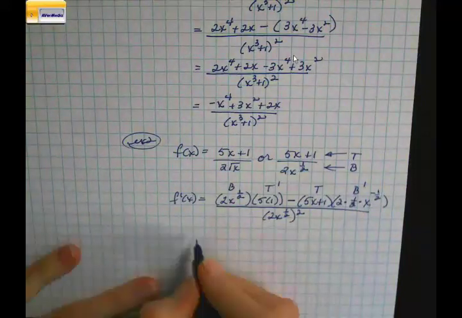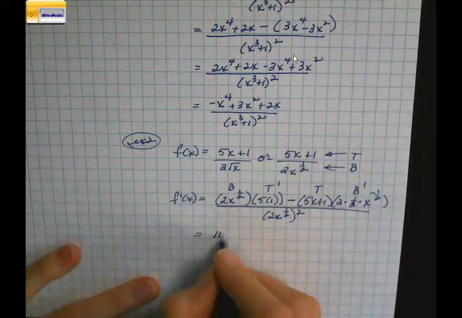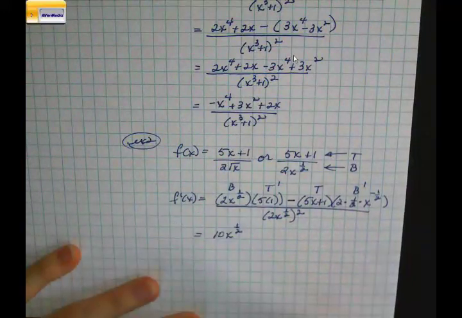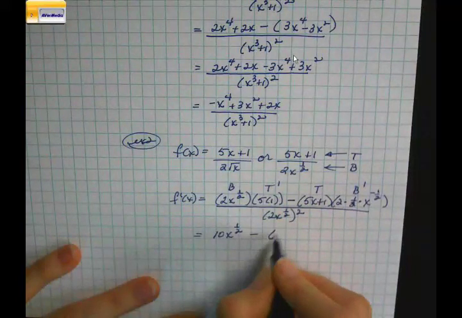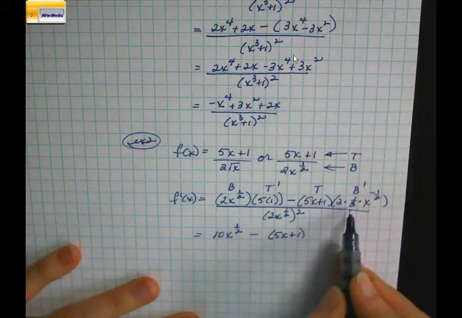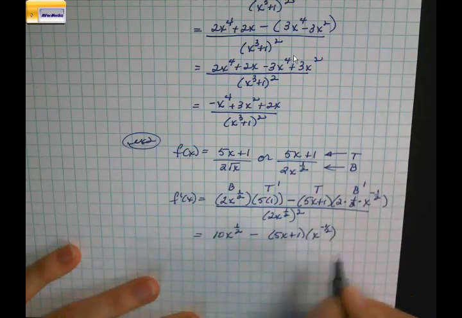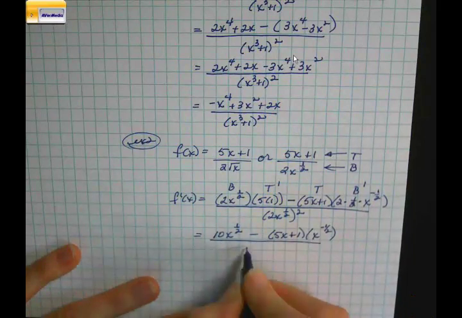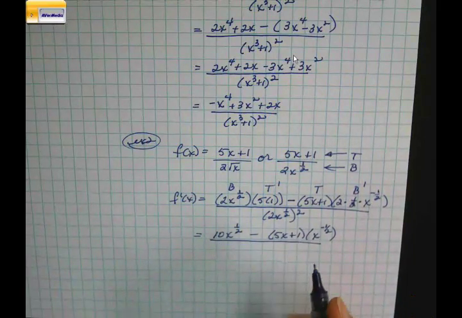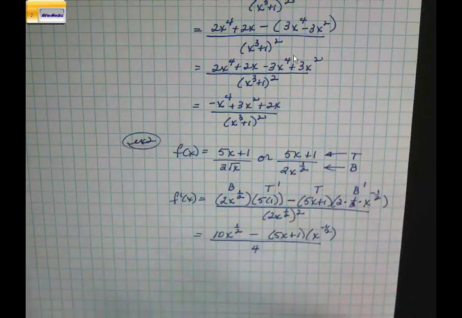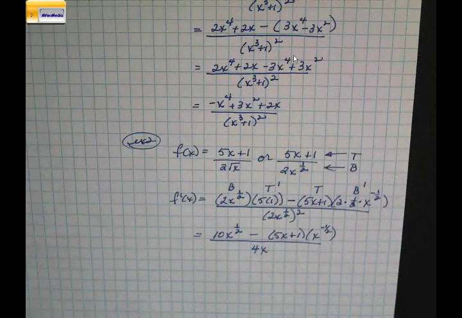Okay, now we have a mess. 2 times 5 is 10, so this is 10x to the 1/2, minus... 2 times 1/2 is 1, so this is just x to the negative 1/2 power, right? And 2x to the 1/2 squared: 2 squared is 4, and x to the 1/2, which is the square root of x, squared, is x.